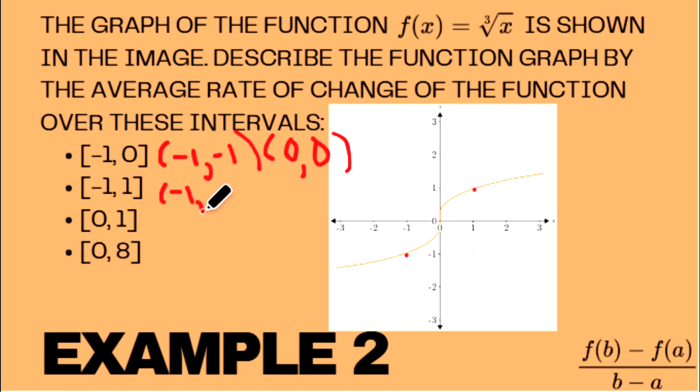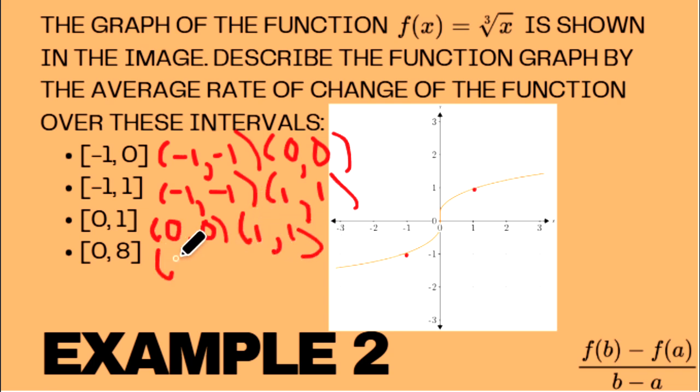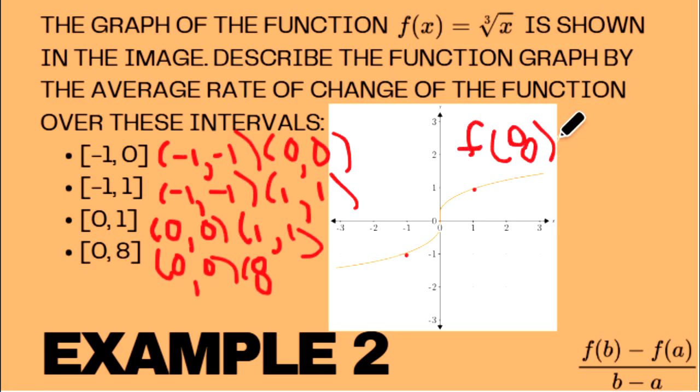When x is -1, we already know that y is -1. When x is 1, then y is 1. That's the first point I drew. When x is 0, y is 0. We already know that. When x is 1, y is 1. We already know that. And when x is 8, we can't see it on here, so we're going to have to plug it into our formula. When we have x being equal to 8, that means the cube root of 8, so our y value is going to be 2. Okay, so we have 8 and 2.